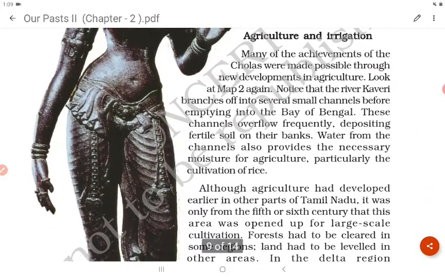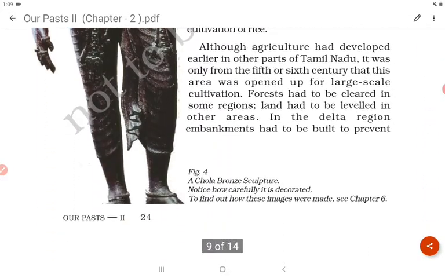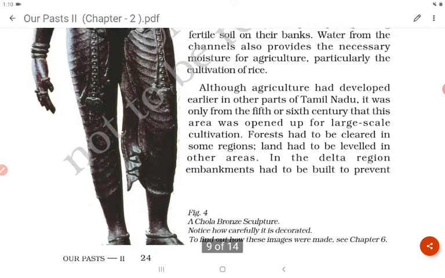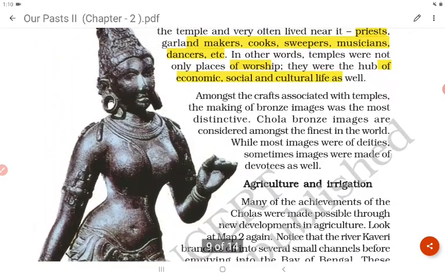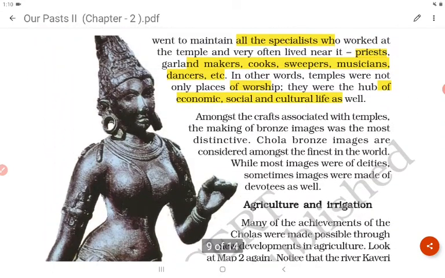So, this figure number 4, a Chola bronze sculpture. Notice how carefully it is decorated. To find out how these images were made, see chapter 6. So, this is Chola bronze sculpture.